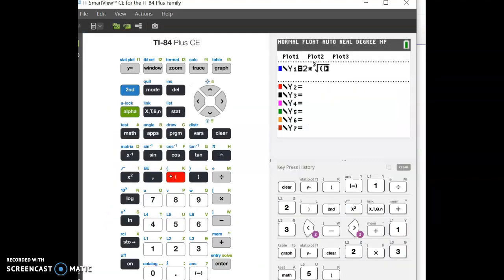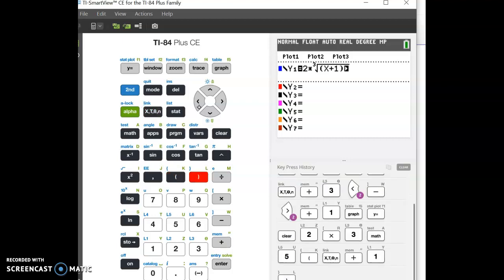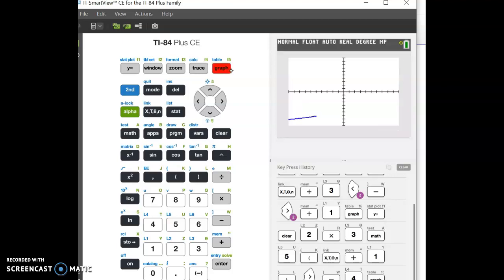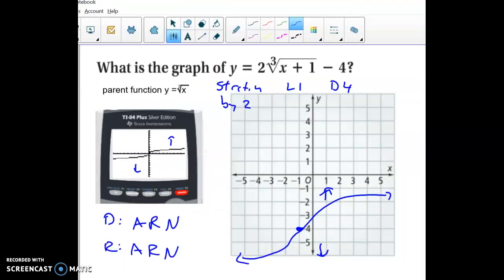So here's what it would look like if you had an old calculator. You'd have to do x plus 1, close the parenthesis, and then make sure that the minus 4 is on the outside. All right, and so we should get the graph that we expected. Again, that's drawn much nicer than the one I have, but we went left 1, down 4, and then stretched by 2 to get that shape. You can either use your calculator again, or transformations will be a little bit faster.